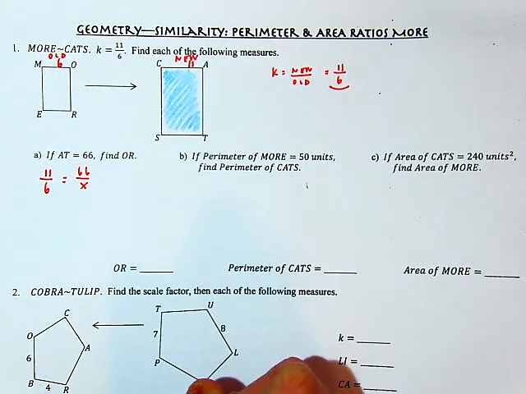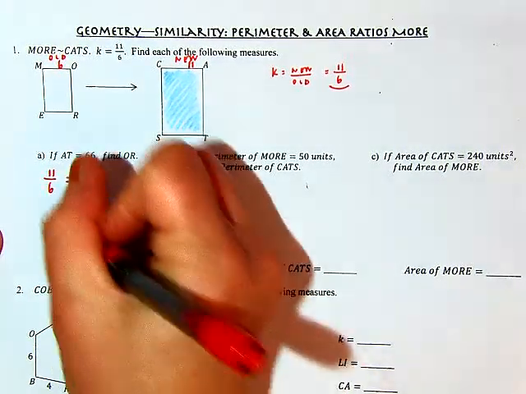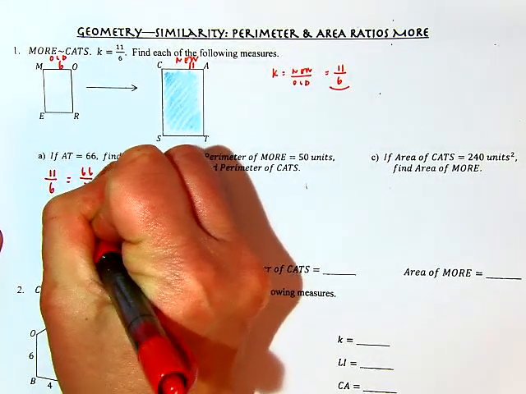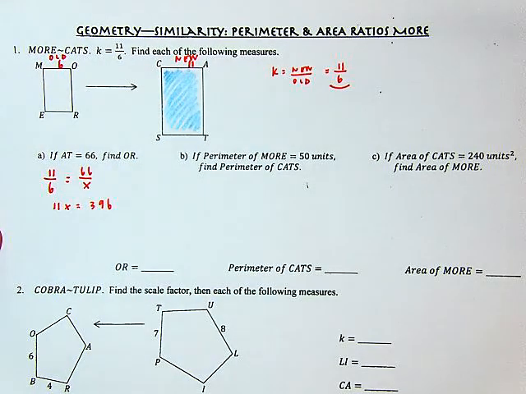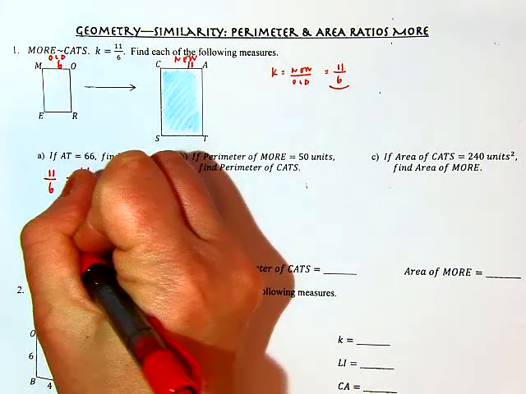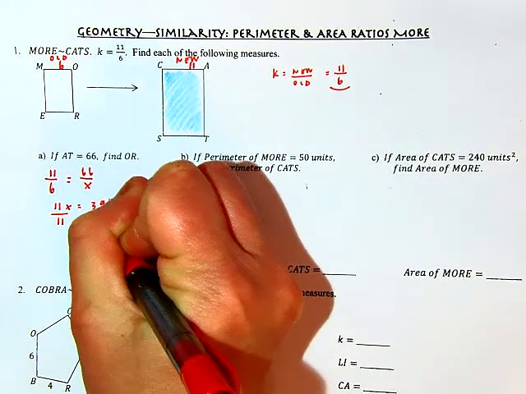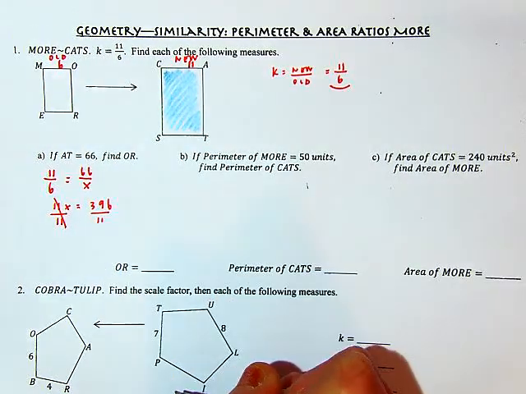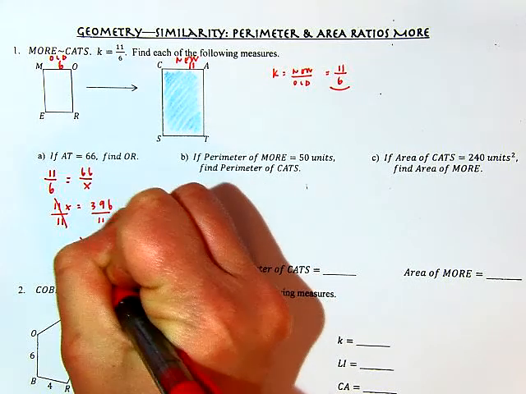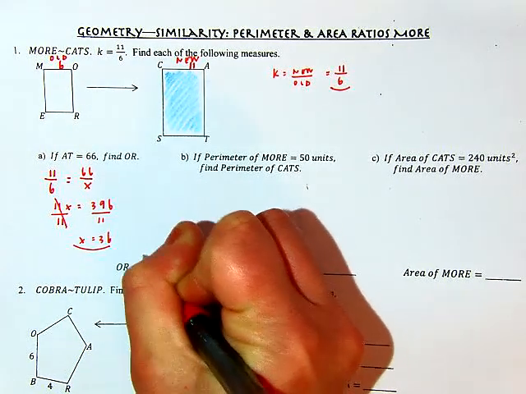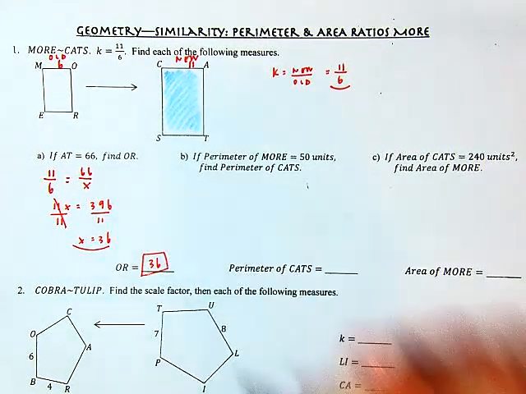Okay, from here I can cross multiply, and I get 11X is equal to 396. Okay, from here I'm going to divide each side by 11. And I wind up with X equals 36. So OR is 36 units.